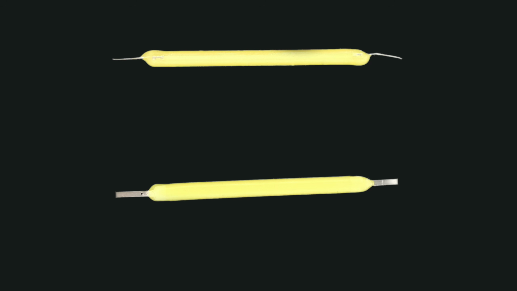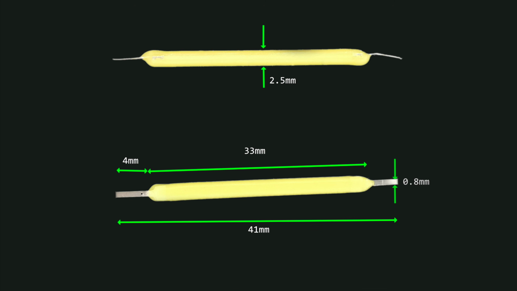I'm doing a project with these LED filaments. I've measured them up and the body of the filament is 33mm long with a 2.5mm diameter. The leads are about 4mm long, giving us a total length of 41mm.